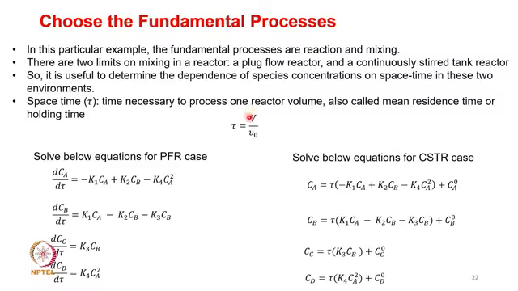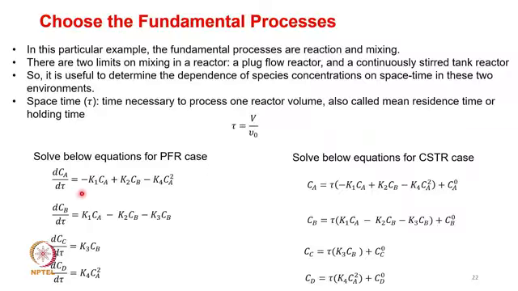We will do the entire analysis based on this space time tau, which is the ratio V by V naught. We have seen this V by V naught when we defined CSTR, and we also saw how CSTR equations can be written in terms of V naught and tau. That is why I told at that point, let us reserve this term for now, and we will take it up when we do the design of the attainable region. Space time tau is the time necessary to process one reactor volume, and is also called mean residence time or holding time.